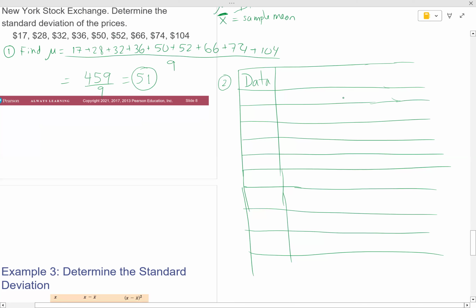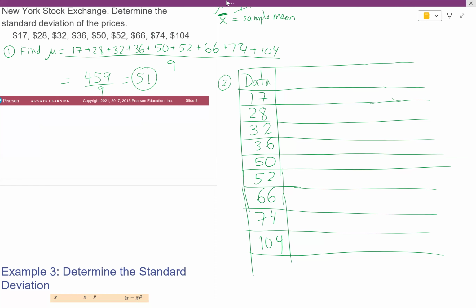What are all my data values? 17. It's nice that they put them in order, I guess. That's the least they could do for this problem. 28, 32, 36. Just reading them off from the numbers that they gave us. 50, 52, 66, 74, 104. So far I'm just copying down what they gave me.